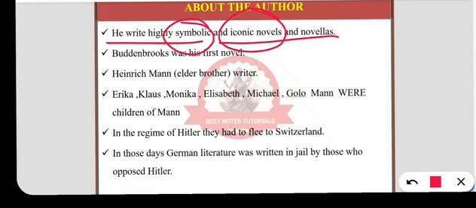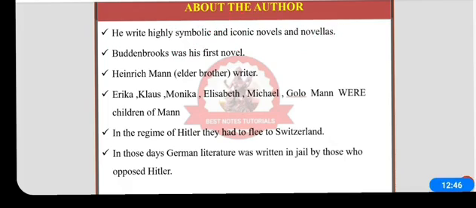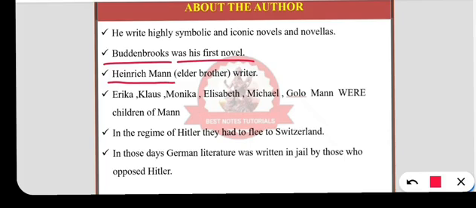Okay, let's move ahead. Novella, I told you, what is a novella? A novella is shorter in length than a novel and lengthier than a short story. It is of average length. Therefore, these are called novellas. Let's move to the next point: Buddenbrooks was his first novel. Heinrich Mann was his elder brother, who was also a writer. Then he had a very wonderful married life, and out of his marriage he had 6 children, 3 of whom were writers. Erika, Klaus, Monika, Elisabeth, Michael, and Golo Mann. These were the children of Paul Thomas Mann.